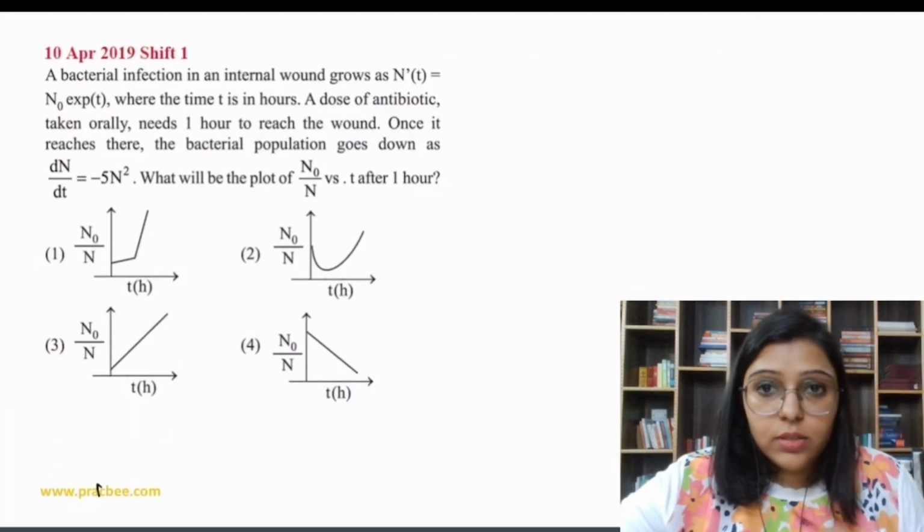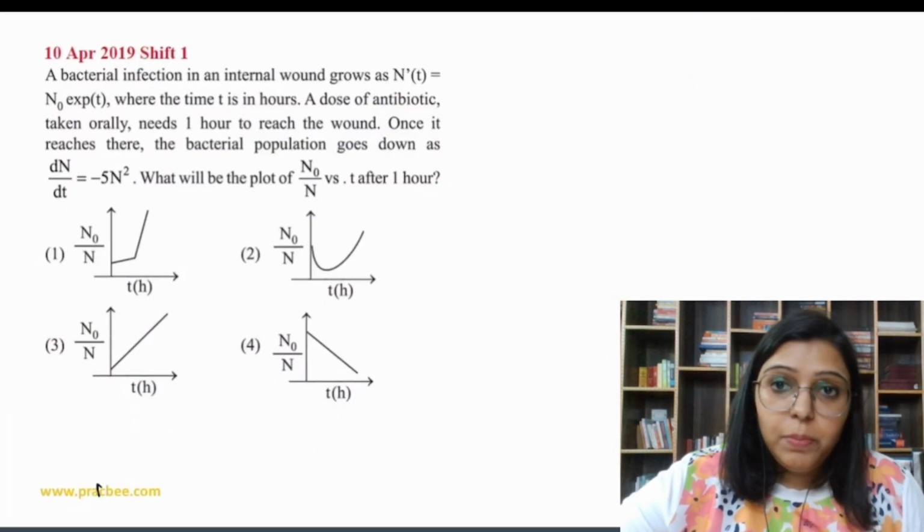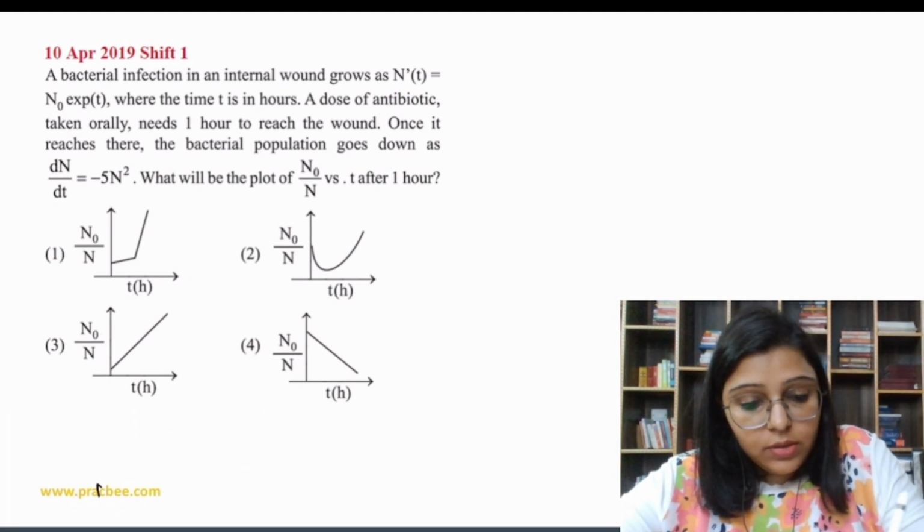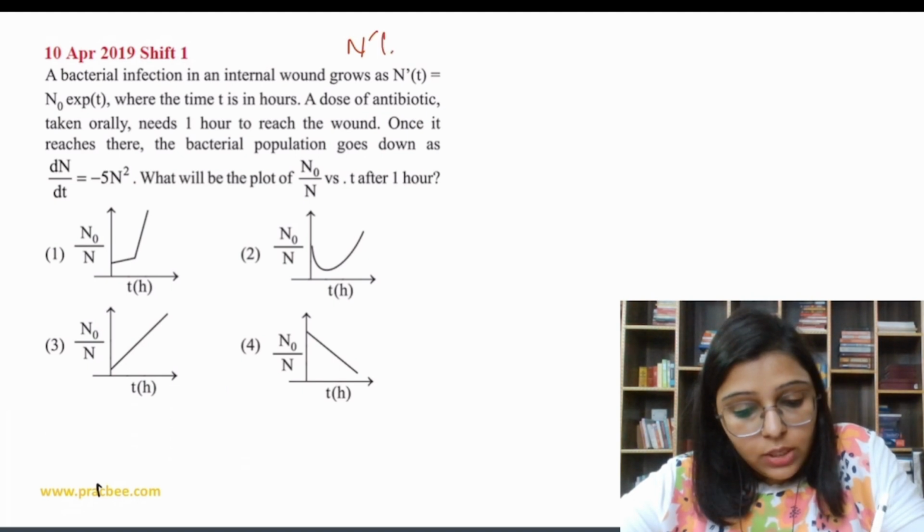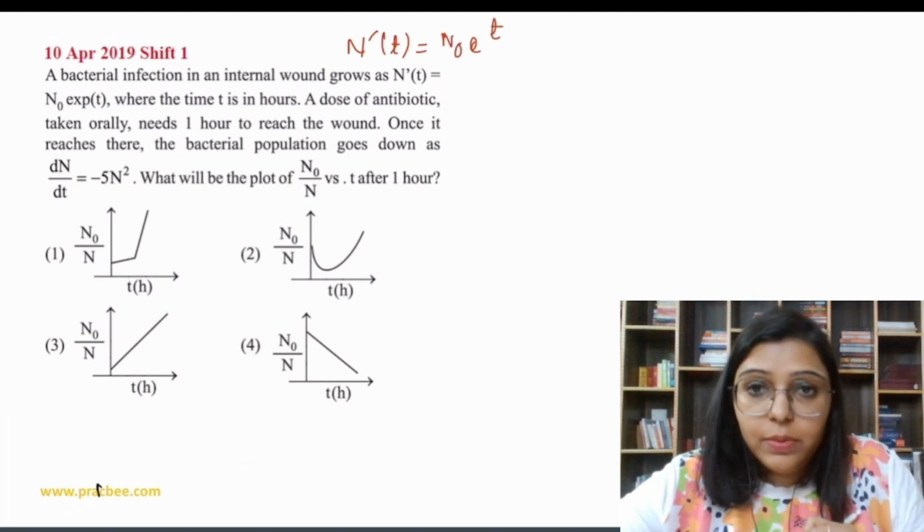Now let's discuss question 1. A bacterial infection in an internal wound grows as this. We have this relation: N dash T is equal to N naught e to the power T, where the time is in hours.